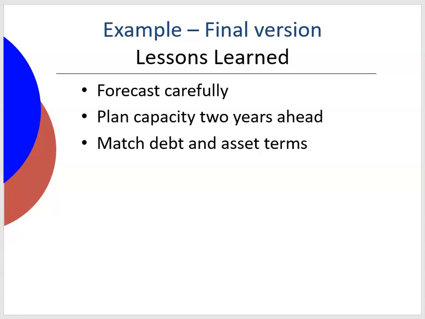Lessons learned. You want to forecast carefully. Why? You want to make sure that you don't have stock out so that you don't have too much inventory at the end of the year. Plan capacity. If you have products coming out, you want to be able to produce them. And there's a 2-year lead time. All these things you can talk to. The audience will look at this and then listen to you. They're not going to be spending their time reading.